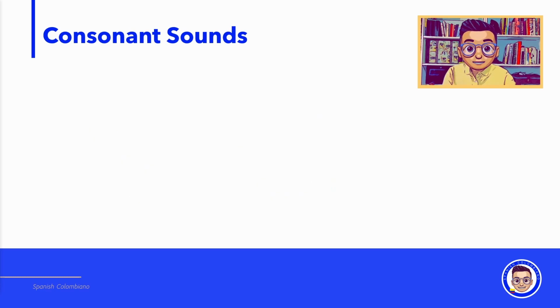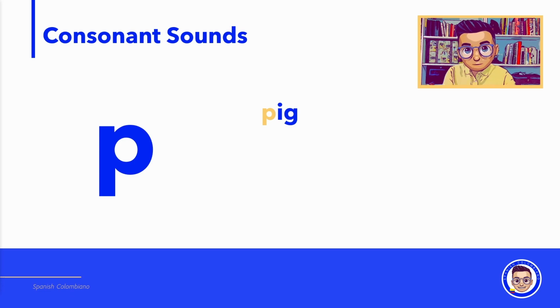The next one is P. You can find this one in words in English like pig and words in Spanish like padre, which means father. Padre, pig. That's the sound that we want to make, P. Let's see the next one.